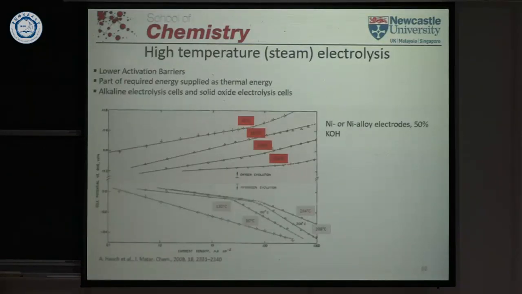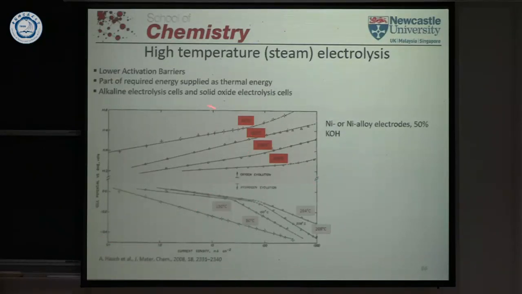Now you can help the efficiency somewhat by going to higher temperatures. And that has been explored a long time ago already, several decades. There were attempts to use steam electrolysis at about 1000 degrees C in ceramic systems, where you need much lower currents in order to produce the same amount of hydrogen.